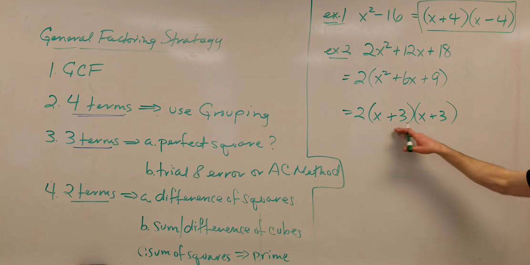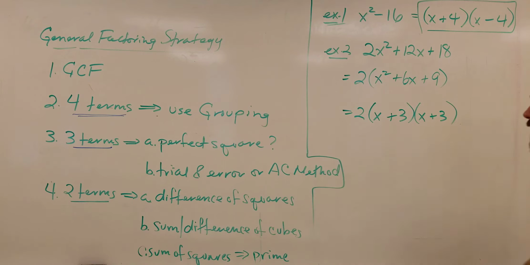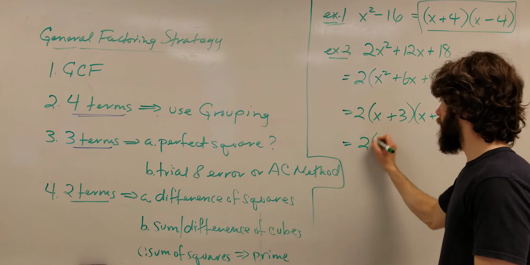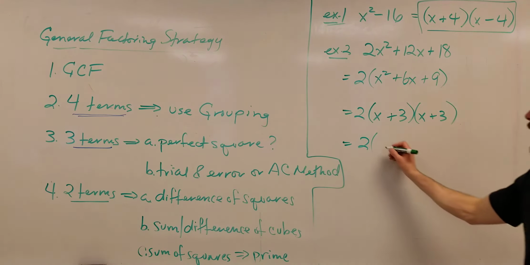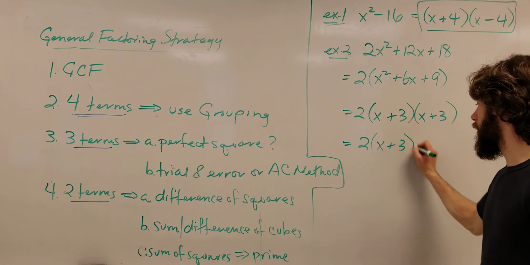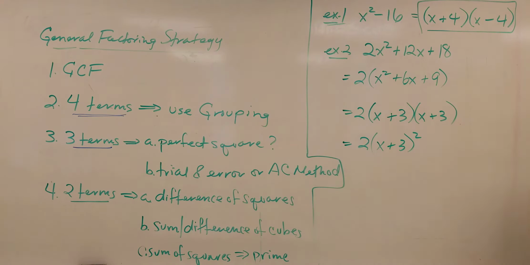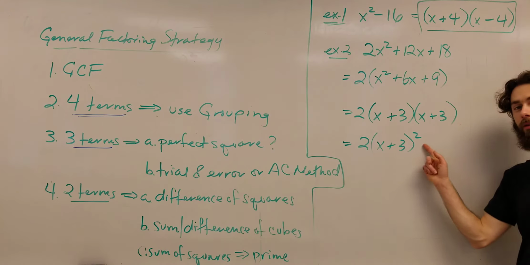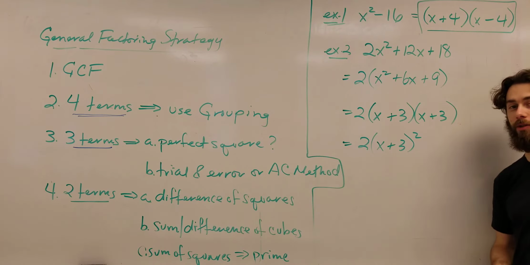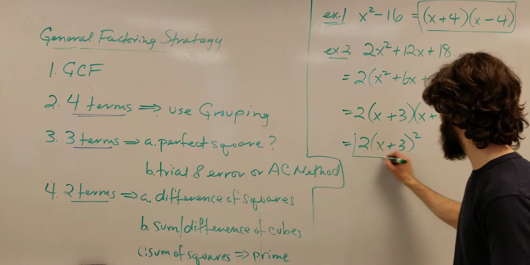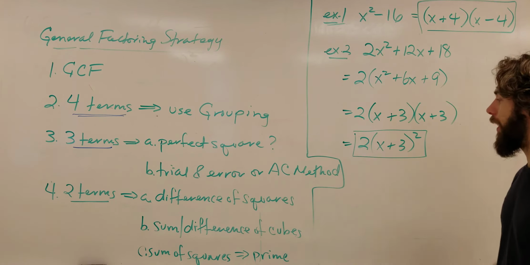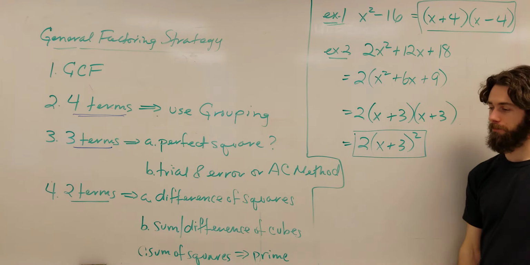Okay, and it turned out it was a perfect square. It's okay if you don't see it at that point. I would go ahead and write it in a more compact form with the second power on the x plus 3. And that's our complete factorization.